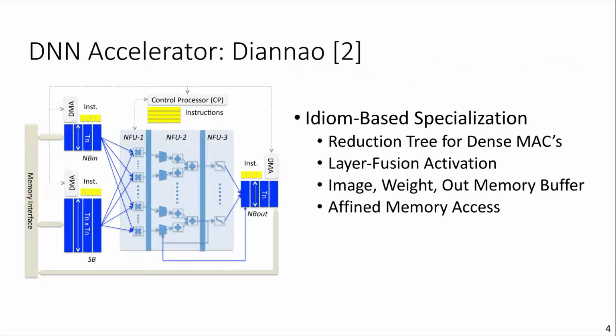Let's first talk about a DNN accelerator. Its main idiom is a reduction tree followed by activation function. Memory structures are highly specialized with dedicated memory buffers for input, output, and weight tensors. To encode the memory access pattern, the idiom is just general enough for rectangular memory access.